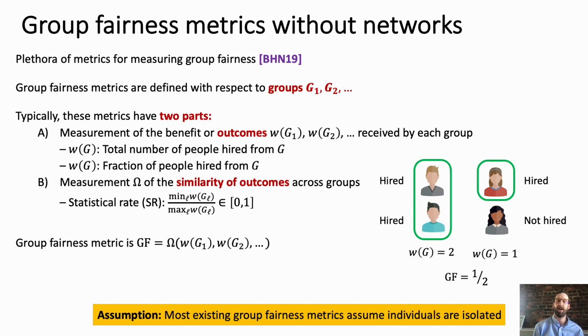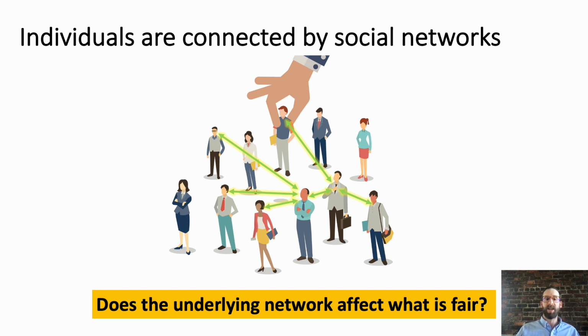In computational fairness research, a plethora of metrics have been derived to measure fairness with respect to a set of outcomes. Most group fairness metrics, however, do not consider the underlying network connecting individuals. By this we mean that fairness metrics typically assume individuals are isolated. They often measure the similarity of aggregate outcomes, such as how many individuals were hired from each group. For many contexts, however, we wonder, is the network structure connecting individuals important to evaluating fairness between groups?